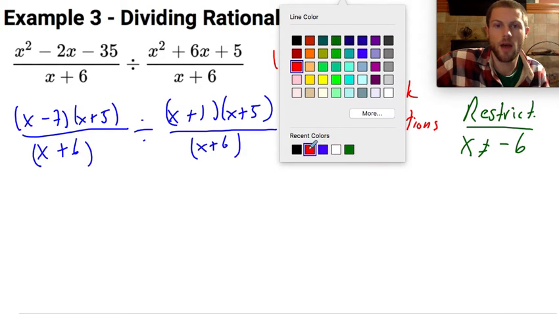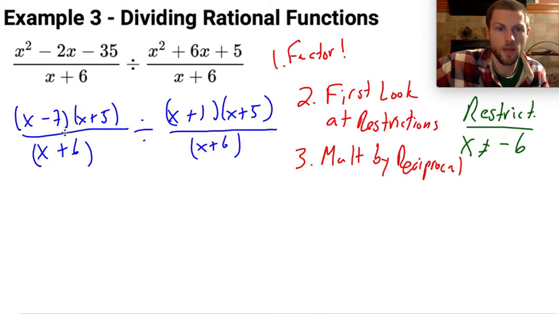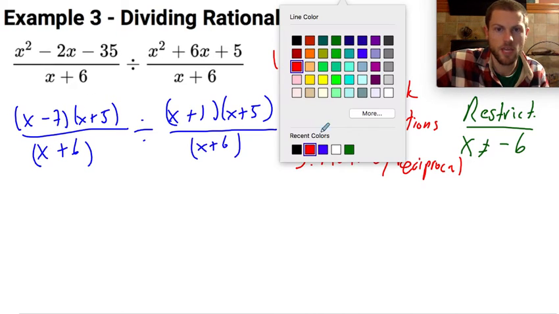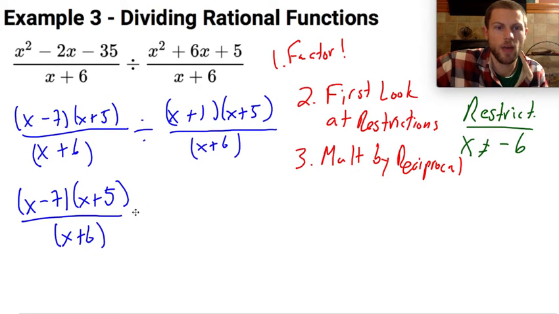But now at this point, I have split everything up. I want to change this into a multiplication problem where I'm going to multiply by the reciprocal. So I'll keep this rational expression the same, x minus 7 times x plus 5 all over x plus 6. And now I want to multiply by the reciprocal, x plus 6 over x plus 1 times x plus 5.